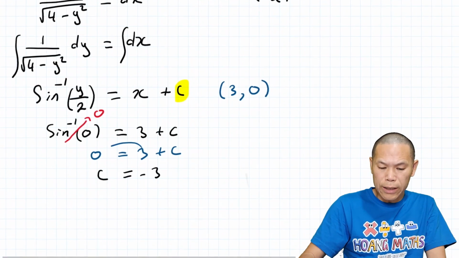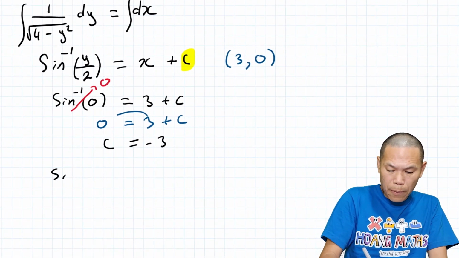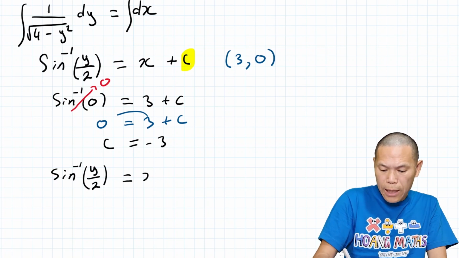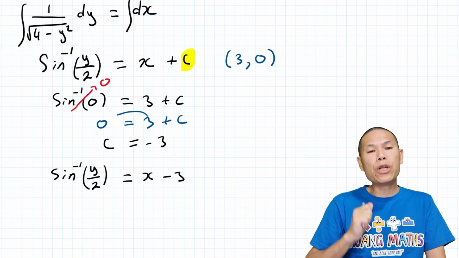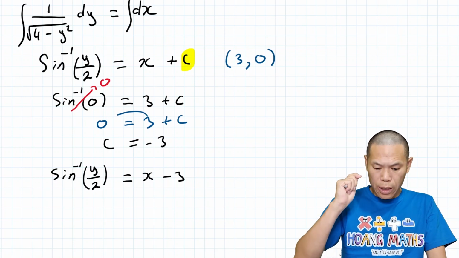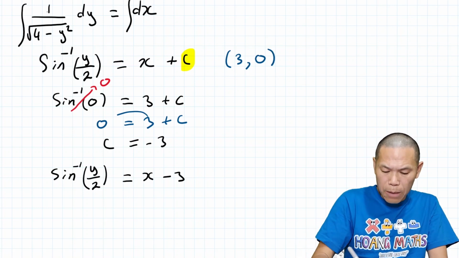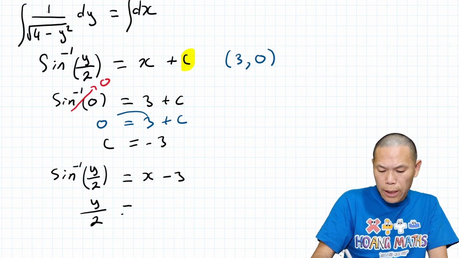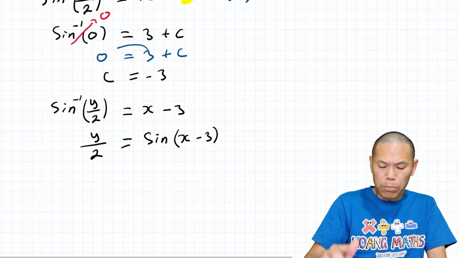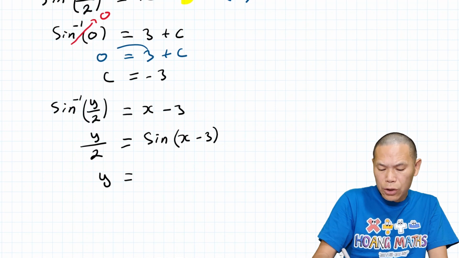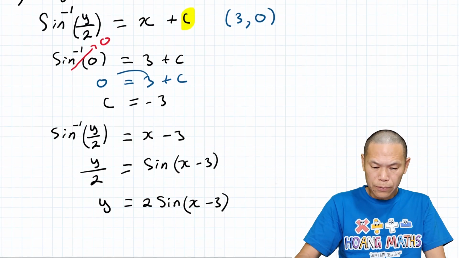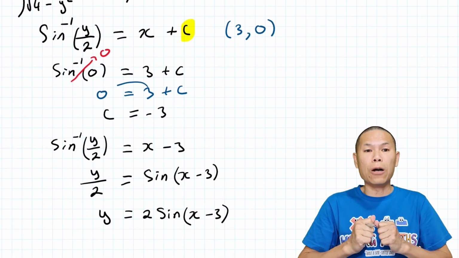Let me just rewrite this out. So that is sine inverse of y over 2 is x minus 3. But then we need to solve for y, make y the subject, if you like. So we just take sine on both sides. That becomes y over 2 is sine of x minus 3. And if I times 2 on both sides, that means y is 2 sine of x minus 3. So there you go.